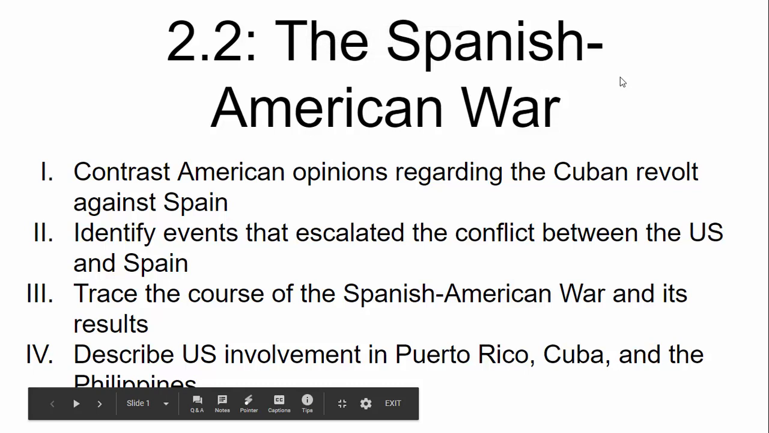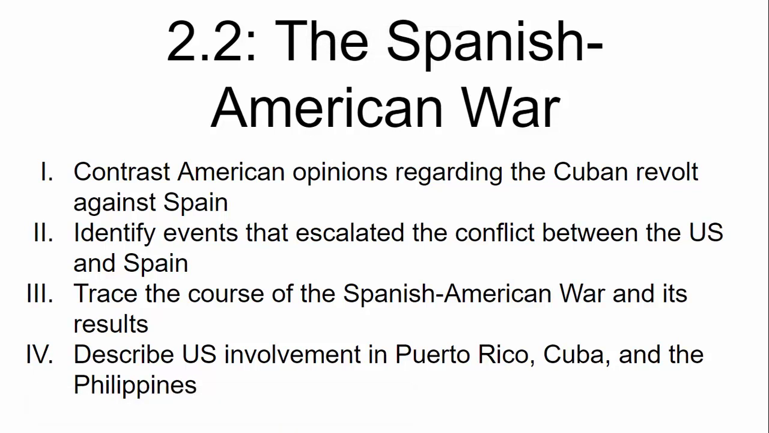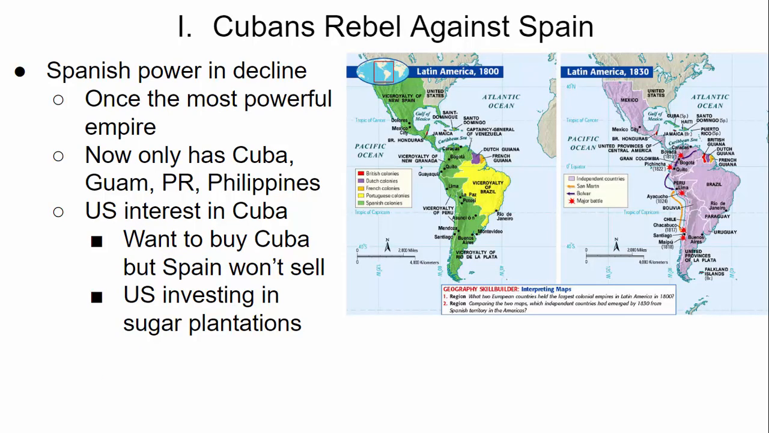So we're going to talk about why a Spanish-American War starts in the first place. We're going to look at what happens in the course of that war and then the aftermath of that war. So let's go ahead and get started. All right, so the first thing we need to look at is this Cuban rebellion against Spain, okay? So the first part of the Spanish-American War doesn't even involve us yet, okay? It involves an empire conflict with Spain.